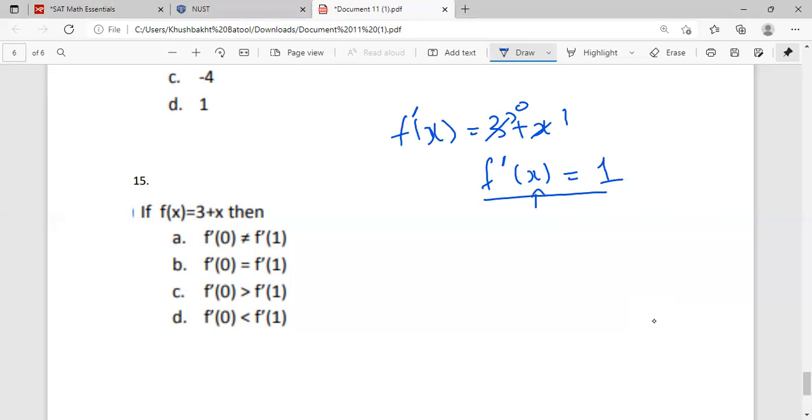So option A says f dash of 0 is not equal to f dash of 1. No, it would be equal. Why? Because this is constant. Whatever x we have does not matter. This value is going to be the same. So this is not the answer. And yes, this is the answer.